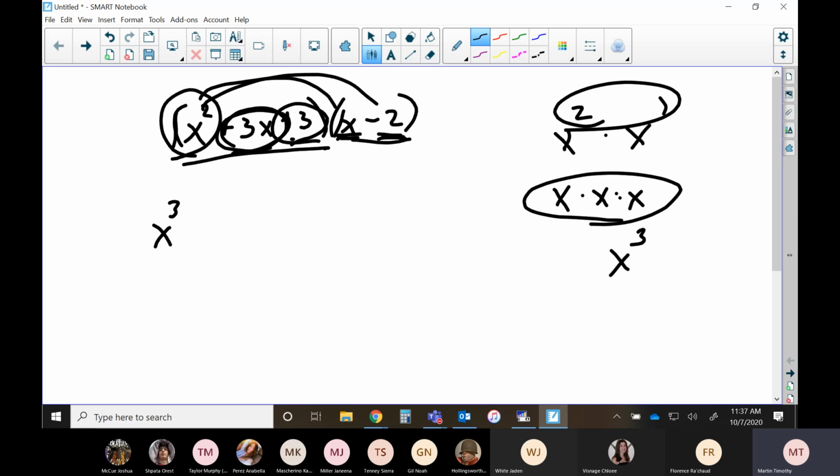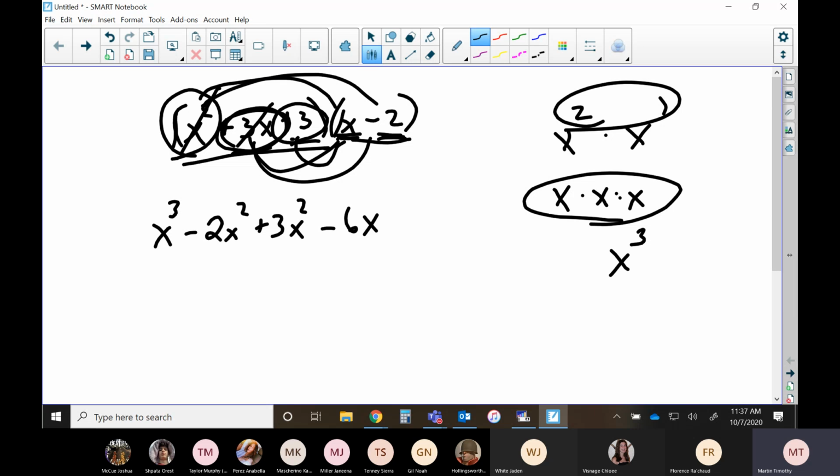Then this times this is a negative 2x squared. I'm done with this one. A positive 3x times a positive x is a positive 3x squared. A positive 3x times a negative 2. Positive times a negative is negative. 3 times 2 is 6. And then there's no x to combine with it, so it's just x. I'm done with this one.